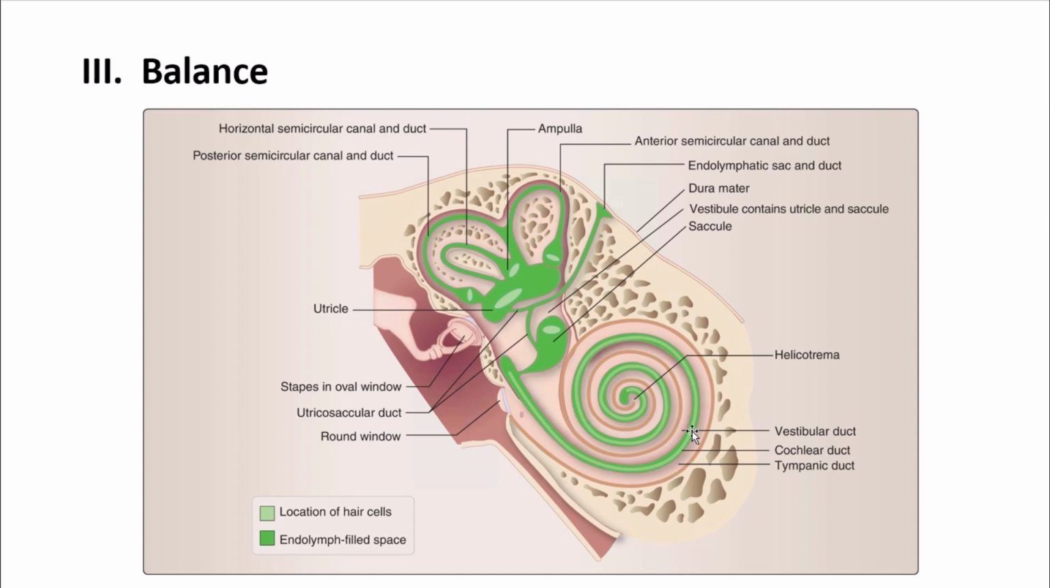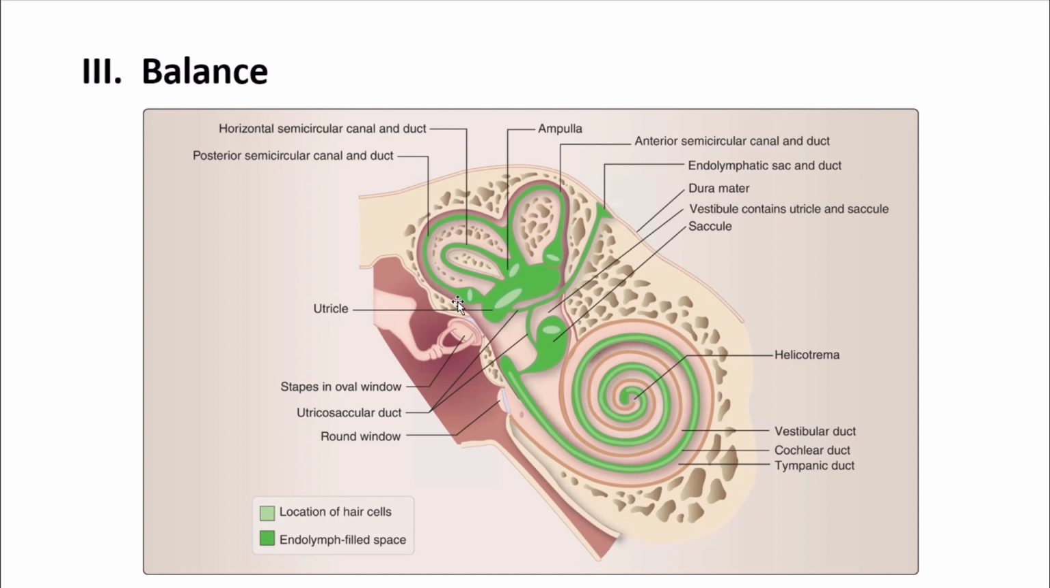And this green area that you see, that is the cochlear duct, and this is where the hair cells are located. But we already talked about this, so let's forget about this area. This is the part that is responsible for balance, and I can separate that into two different areas. One is the semicircular canals.